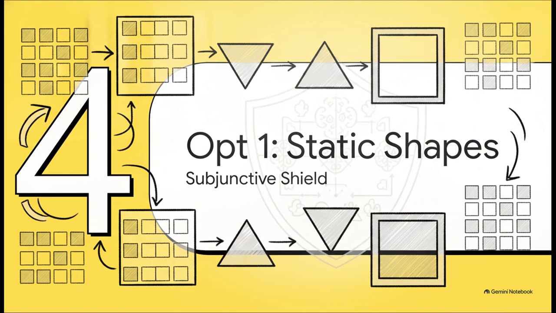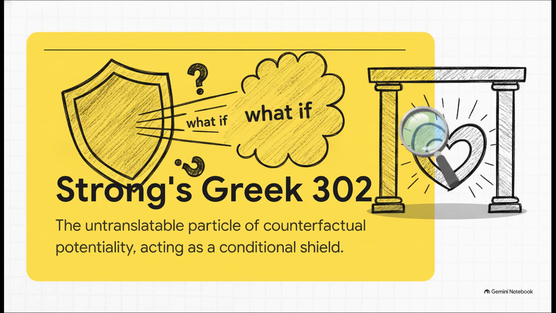Optimization number 1, static shapes, using an "an" as a subjunctive shield. This first optimization uses a brilliant cross-disciplinary translation to enforce static shapes. It pulls from ancient Greek, specifically Strong's Greek 302, the particle "an". It's an untranslatable word of counterfactual potentiality, basically a big what if. By treating "an" as a conditional subjunctive shield, it acts like a monomorphic gate, an as-if statement.